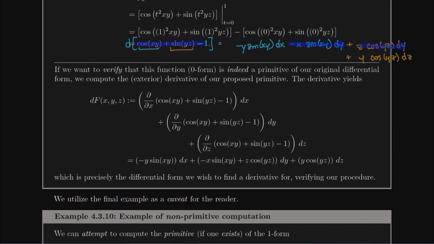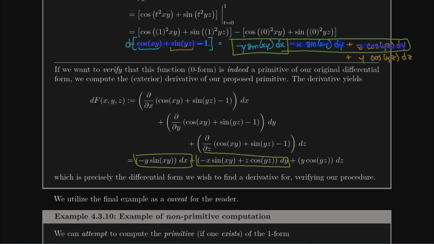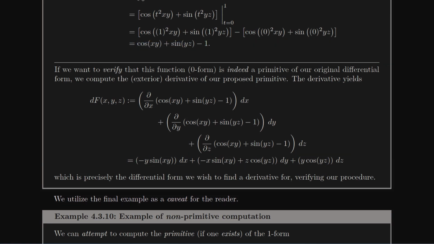What we see is on the x terms, negative y sine xy dx, which is what I wanted. On the y terms, negative x sine xy plus z cosine yz, which is exactly what we wanted. And on the z terms, a positive y cosine yz, which is just what we wanted. So we have indeed found a primitive of our differential one form.